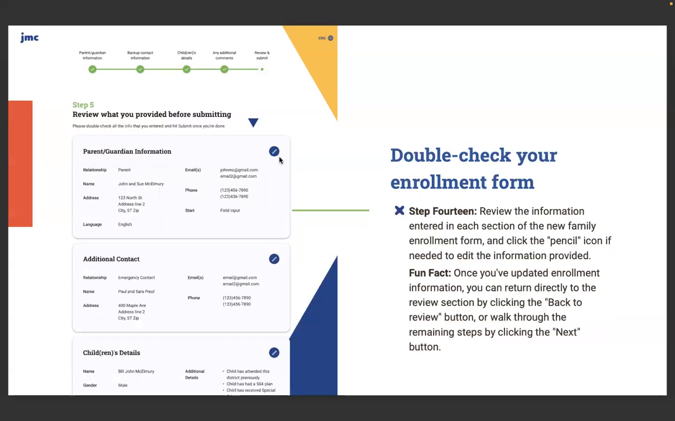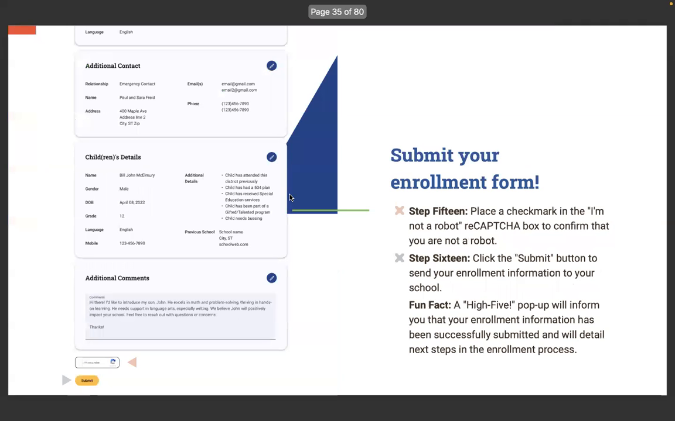Fun fact, once you've updated enrollment information, you can return directly to the review section by clicking the back to review button, or walk through the remaining steps by clicking the next button, which is at the bottom of this page.